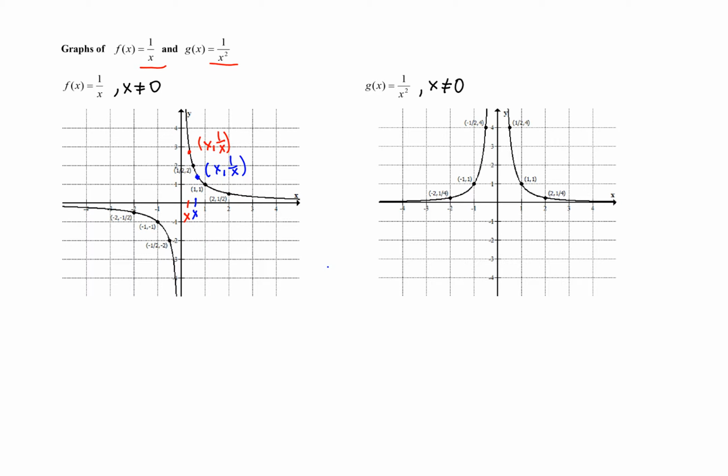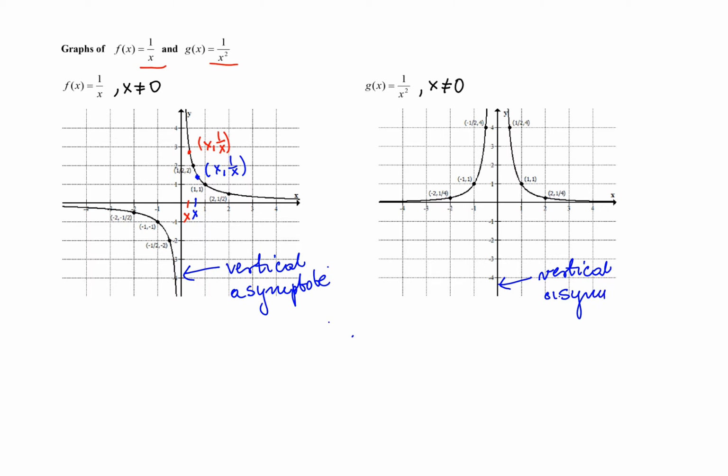Such a line is called an asymptote, and because it's a vertical line, we call it a vertical asymptote. The same behavior is shown for the reciprocal of the square function. The y-axis, or the line x equals 0, is also a vertical asymptote.